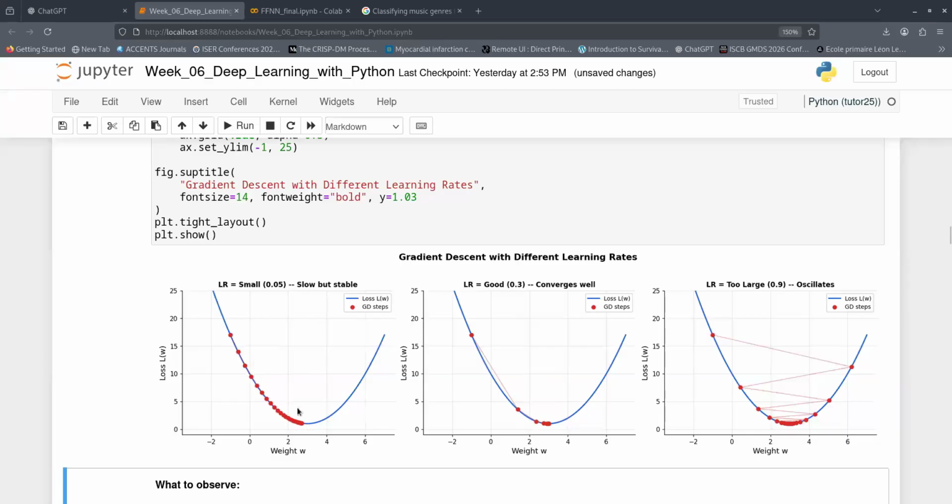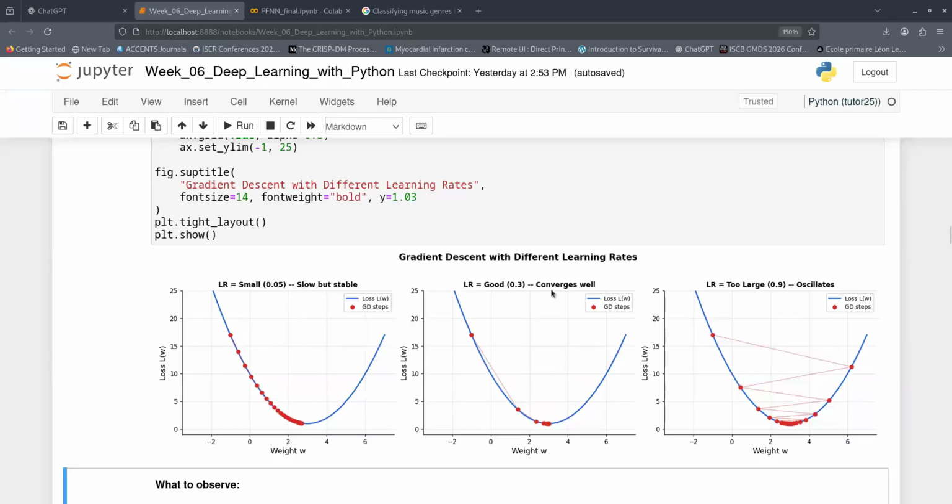So you have your loss. The loss is supposed to go to 0 somewhere. And here they consider a small learning rate of 0.05. They got something slow but stable. It's slow because you see the steps here. You have a point here, another point there, another point there, and as it goes, it becomes closer, closer, closer. It means that it's slow, but it's stable.